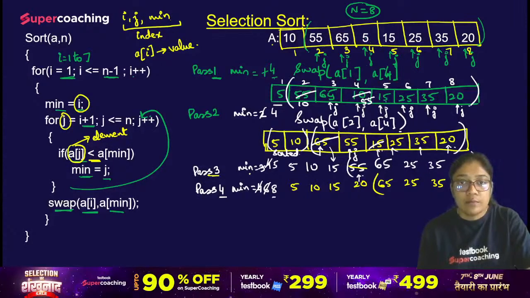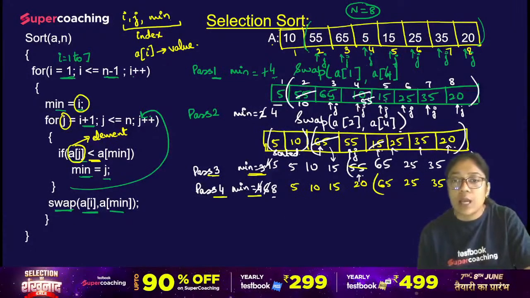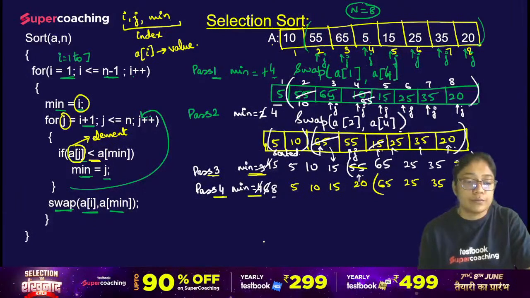Pass 3, min is starting from 3. Pass 4, min is starting from 4. This is the output after pass 3, this is the output after pass 4. So anyhow I'm writing all the passes, don't worry. 7 passes are required.